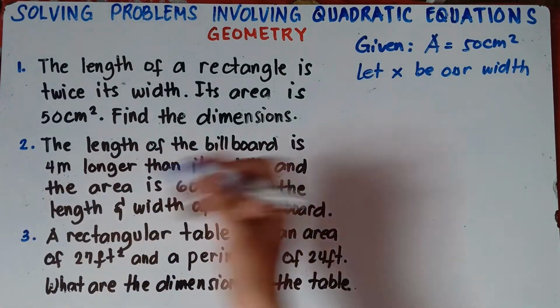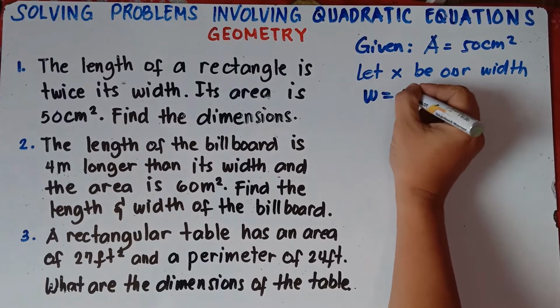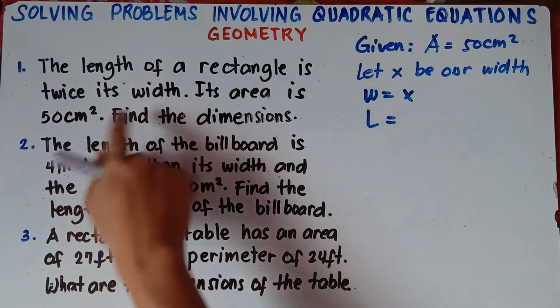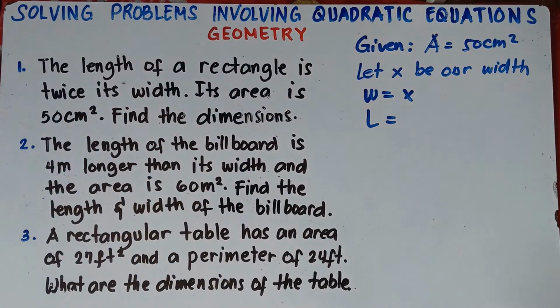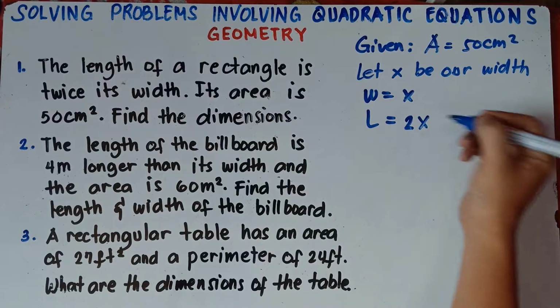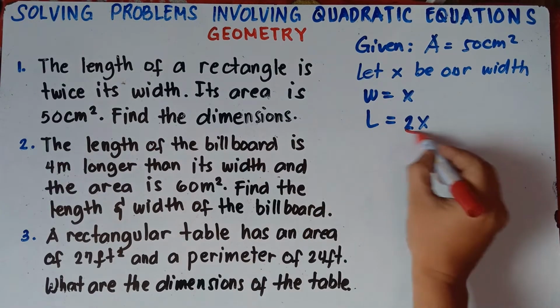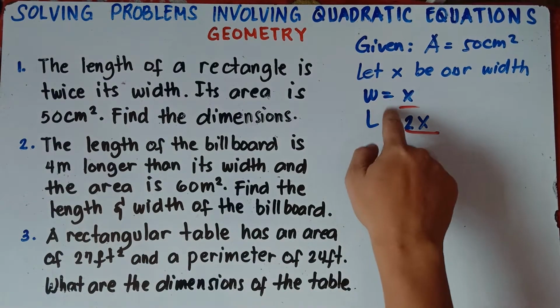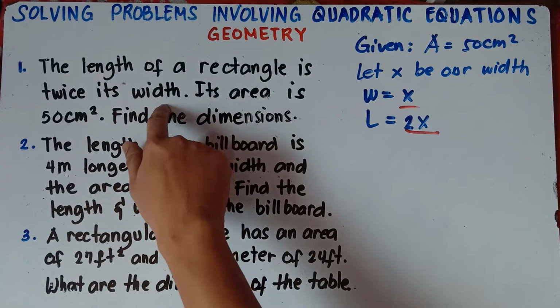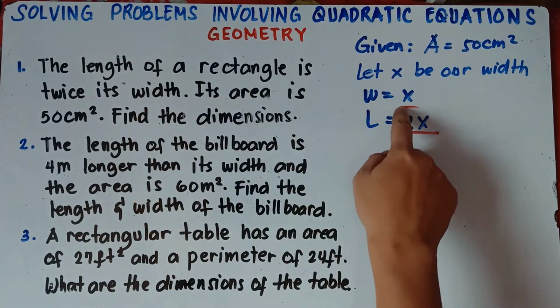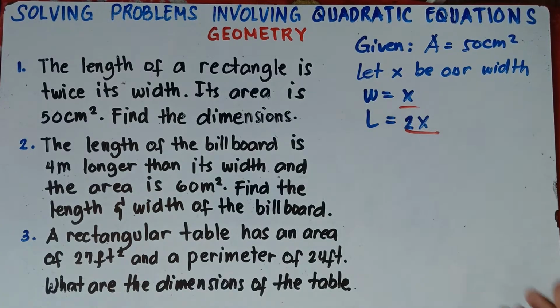So we can write this as: our width is equal to x. And our length, the length of the rectangle, is twice its width. What do you mean by twice, sir? Class, if you see the word twice, it means 2 times. So 2 times its width. Our width is x, so 2 times x would be our length, class. I hope you got that one. Once again, we let x be our width because we don't know its value, but we know that the length is 2 times the width.